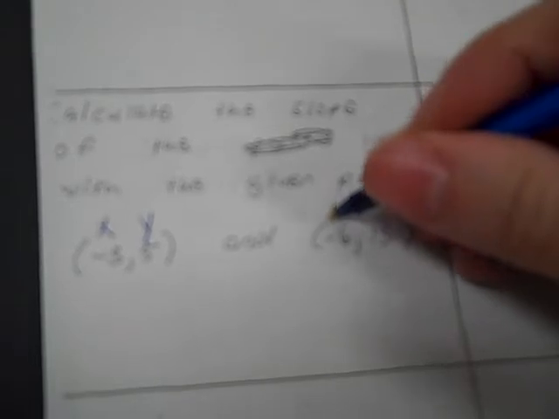Okay, calculate the slope of the line with the given points. When x is negative 3, y is 5. But when x is negative 6, y is 13. All you're being asked to do is find the slope. You do not have to write the equation. So we know the slope is y minus y divided by x minus x. My y's are 5 and 13. You can go 13 minus 5 or 5 minus 13. I'll do 13 minus 5.